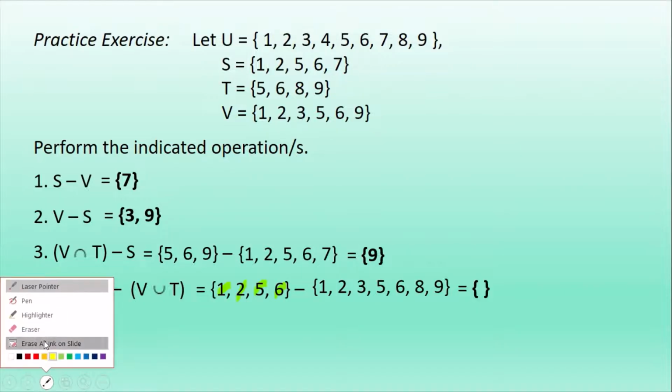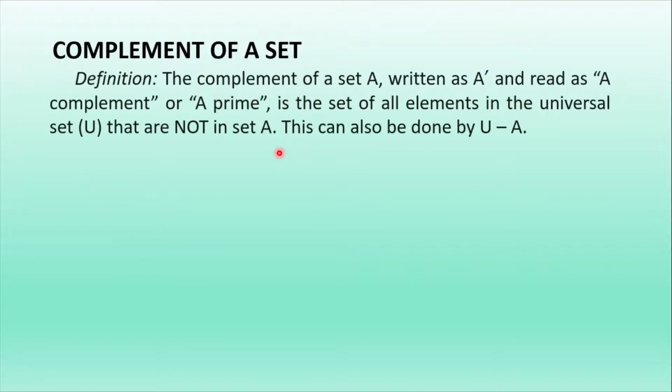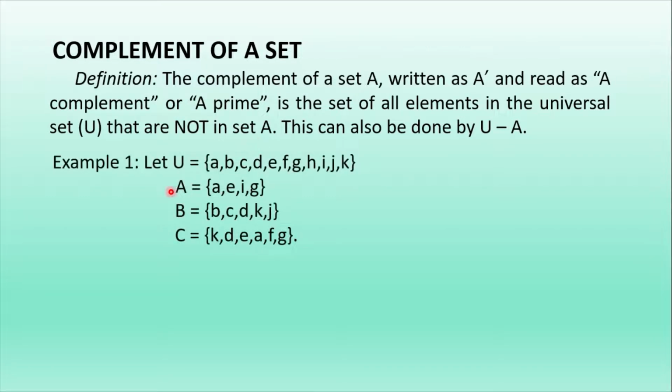Okay, next. How about if we have complement of a set? Now, sa complement of a set, by definition, the complement of set A, written as A prime and read as A complement or A prime, is the set of all elements in universal set U that are not in set A. This can also be done by U minus A or U difference A. Okay, so ang kailangan lang ninyong tandaan dun sa complement of a set, yung meron doon sa universal na wala doon sa set natin.